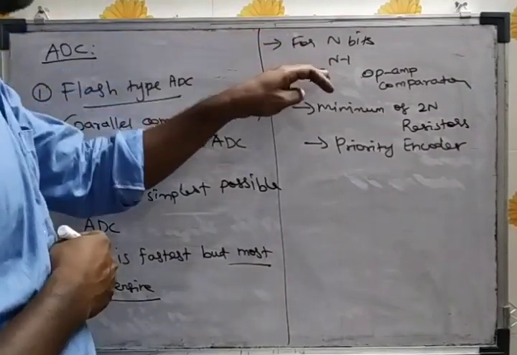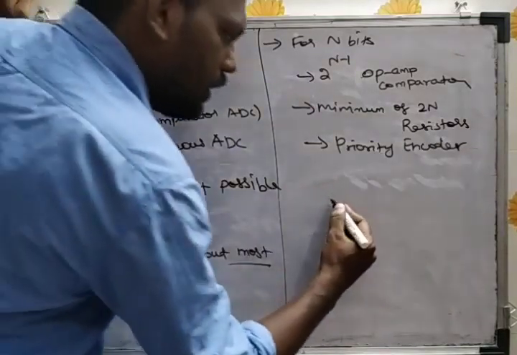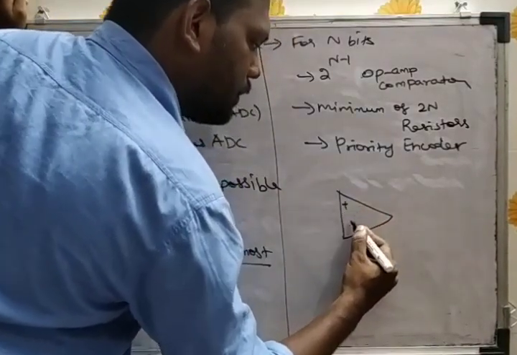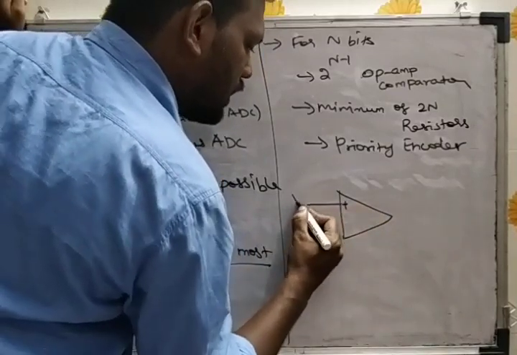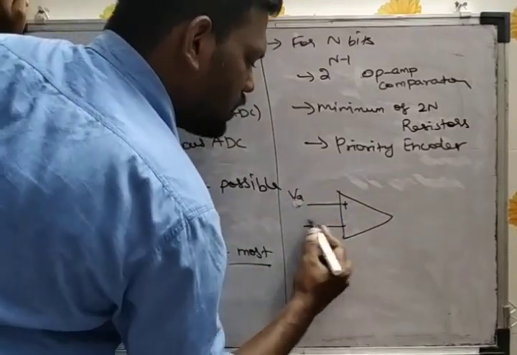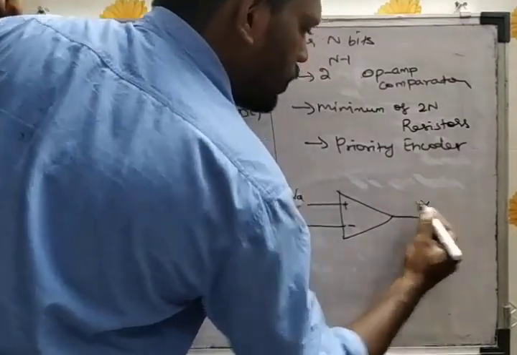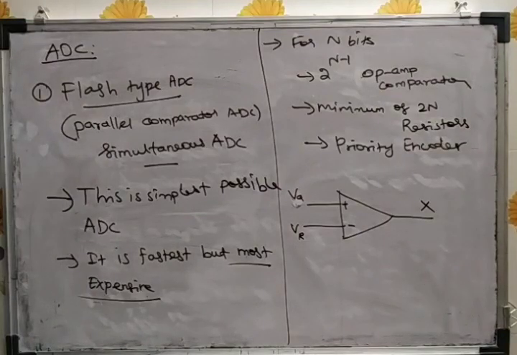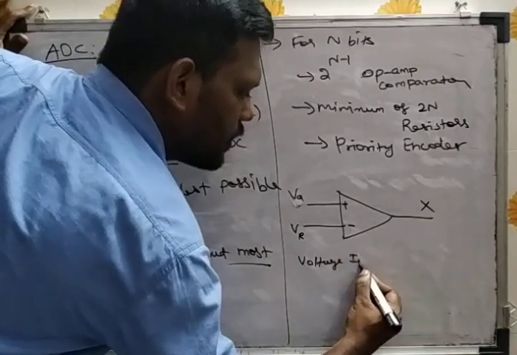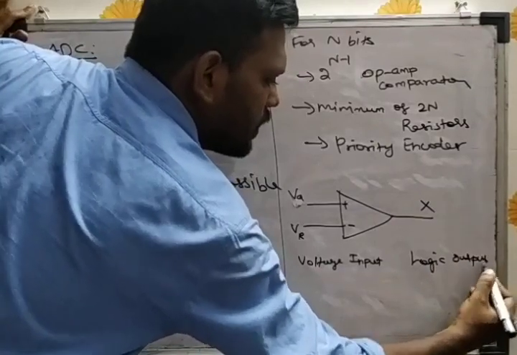For n bits, we are using 2 power n minus 1 op-amp comparator. Say for example, consider an op-amp comparator. I am giving analog signal, input voltage VA, and reference voltage VR. I am taking the output as X, the voltage input and the logic output X.